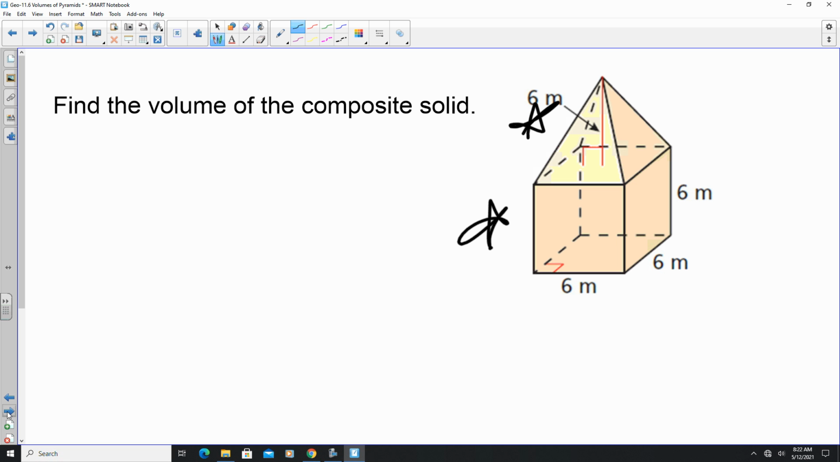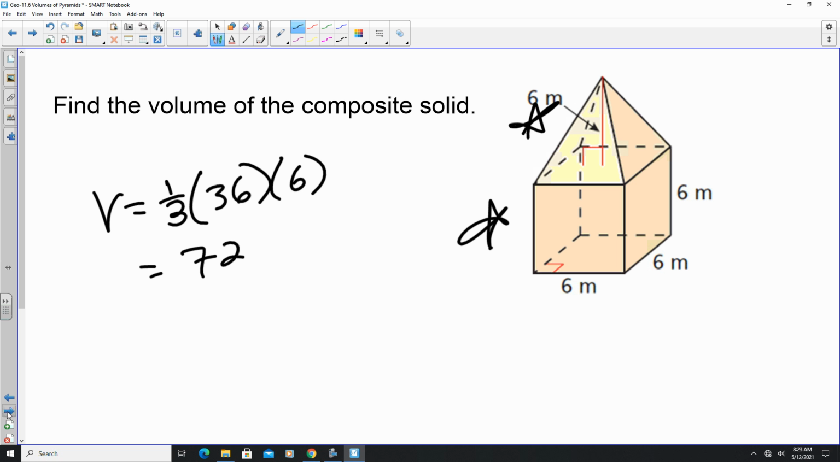So let's look at the volume of the pyramid. The volume of the pyramid is going to be 1/3 times the area of the base, which we notice is 6 times 6, which is 36, times the height, which is 6 here. So 36 times 6 is 216. Divide that by 3, or times 1/3, I get 72.